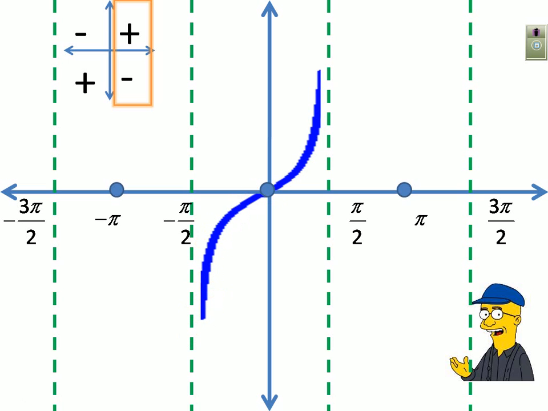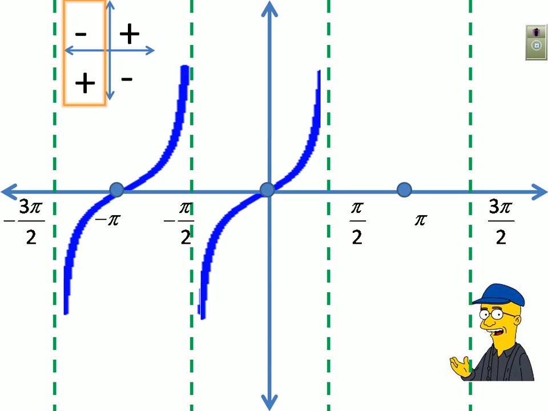Now, let's look at the next region, and that is the region between negative pi over 2 and negative 3 pi over 2. Now you notice that, once again, between negative pi over 2 and negative pi, you're in the third quadrant, and in the third quadrant, tangent is positive. Between negative pi and negative 3 pi over 2, you're in the second quadrant where tangent is negative. So there's what the graph looks like there.